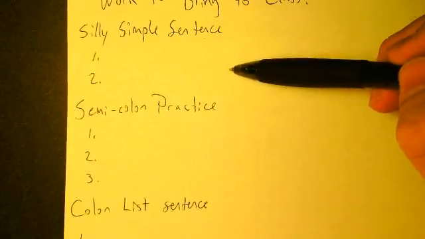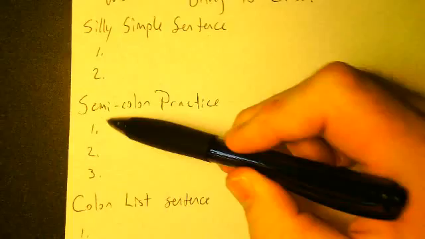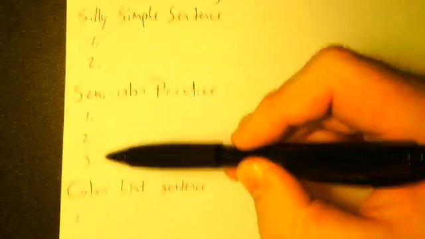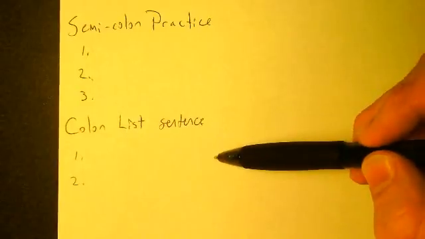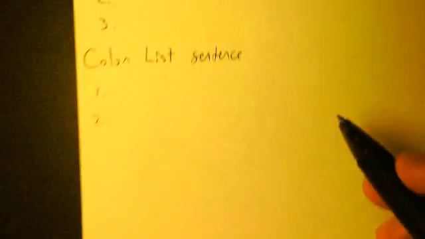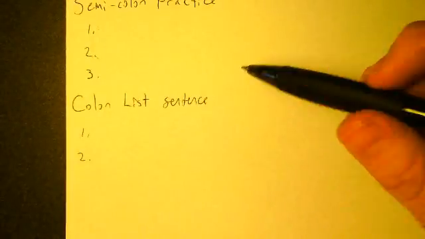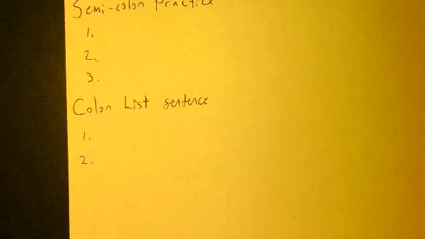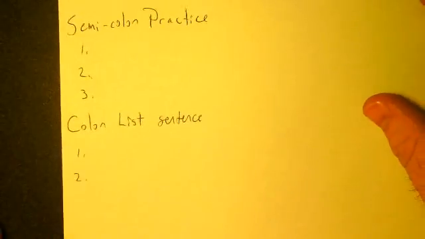Hope this helped. Let me know. If you got questions, bring them in tomorrow with your piece of paper that again has silly simple sentences times 2, semicolon practice sentences times 3, the 2 I did with you and the 1 you're doing on your own because you're awesome and you're smarticles. And then finally, those 2 sentences I showed you that I want you to write with a colon list. You can pick any 2 to do. Again, your choices: grocery list, people to water balloon, and steps to world domination. Pick any 2 of those 3, or you can do more if you want. I love overachievers. Bring it in tomorrow.